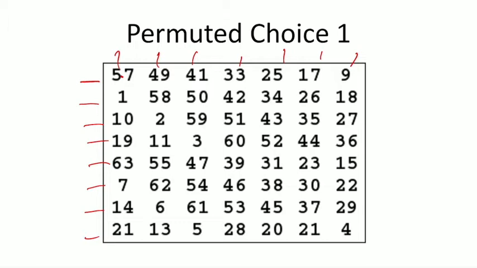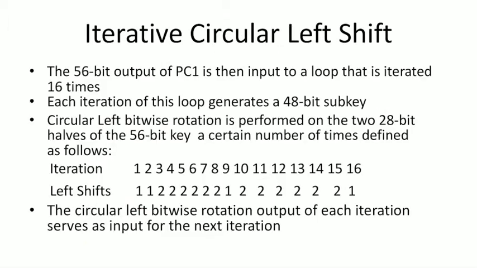The working of this table is exactly the same as that of the other permutation tables that we have looked at. So for example, in this case, the 57th bit of the input key block is going to move to the very first bit location of the output key block, which is 56 bits, and so on.